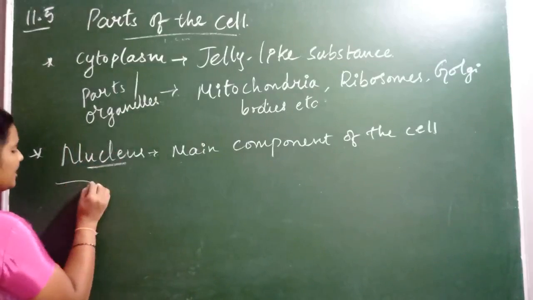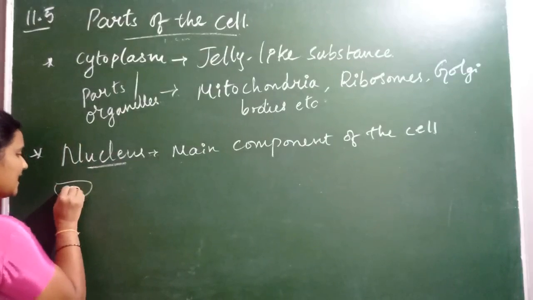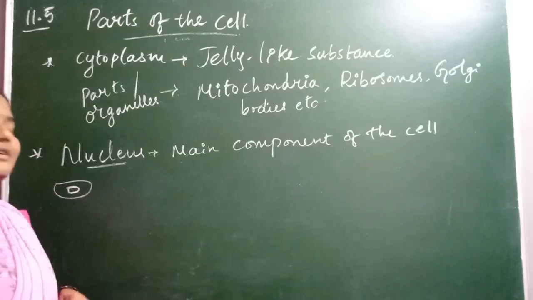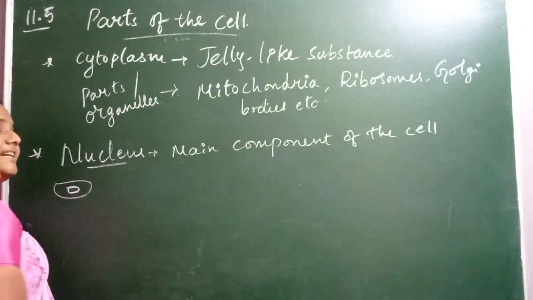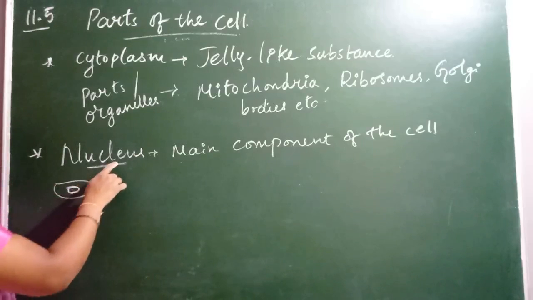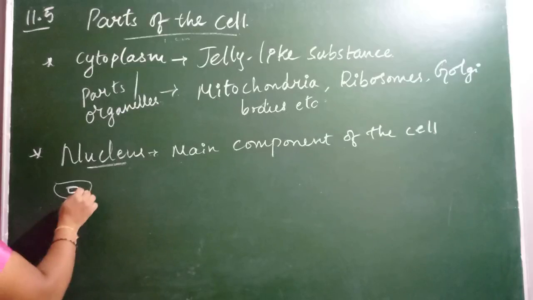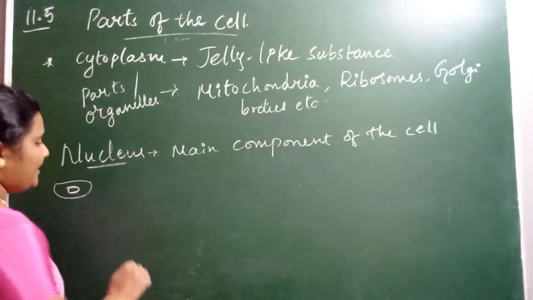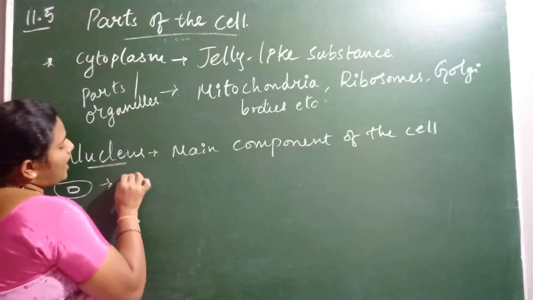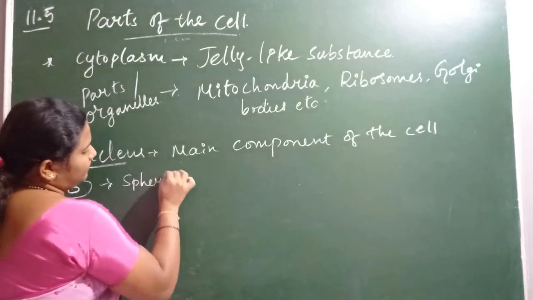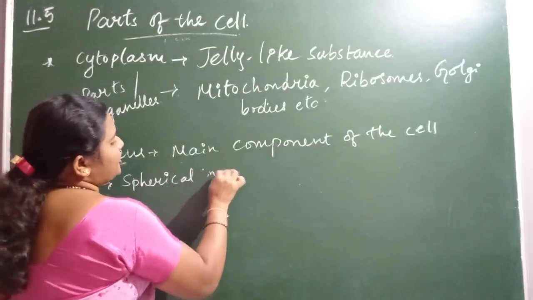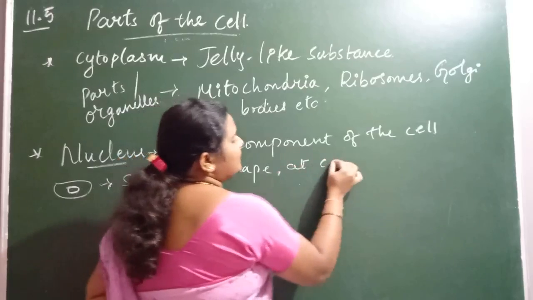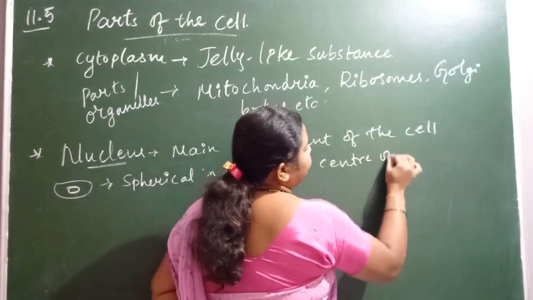This nucleus, where will we find it in the cell? At the center, children. Imagine this is the cell. At the center, generally a spherical or round-shaped structure you will get, and it is called the nucleus. Understanding, children? Where will you get it? Inside the cell, exactly at the center. Generally its structure is spherical in shape, and it is present at the center of the cell.